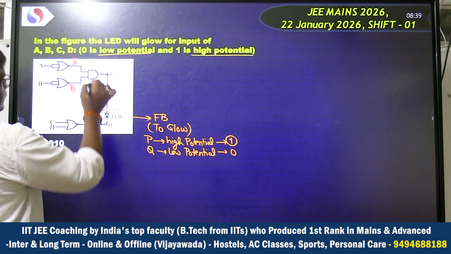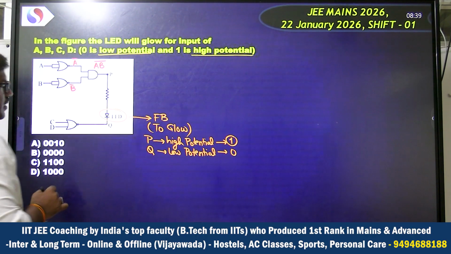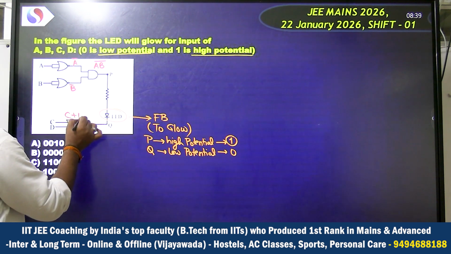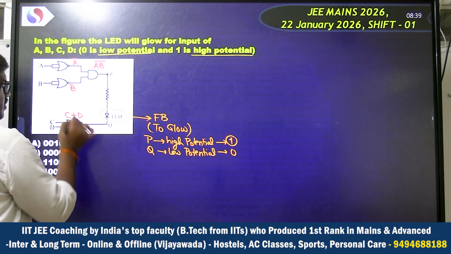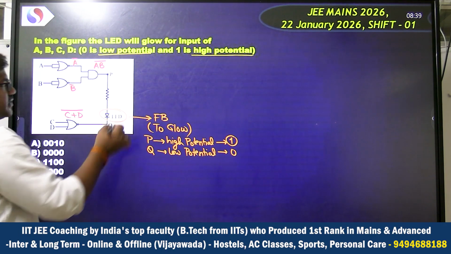Here, this will be AB bar. Whereas here, this is C and D, an OR gate, this or this, and this is not, so NOR, so C plus D bar. So what is the value of P?